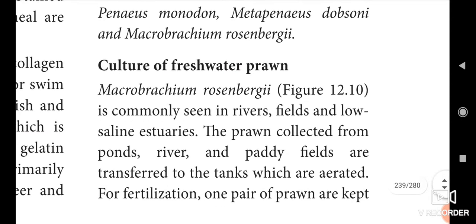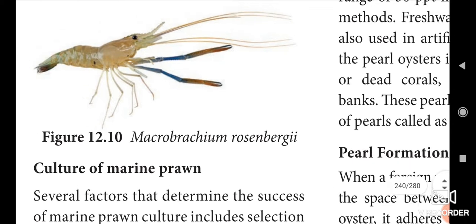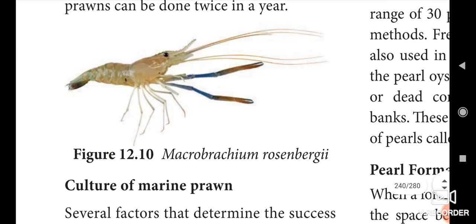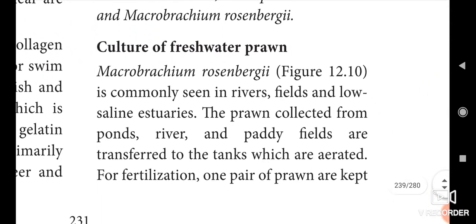Next we see about the culture of freshwater prawn, how freshwater prawns are cultivated. Okay, here the Macrobrachium rosenbergii, see figure 12.10. This is the Macrobrachium rosenbergii. It is commonly seen in rivers, fields and low saline estuaries. Okay, these prawns are collected from ponds, rivers and paddy fields.